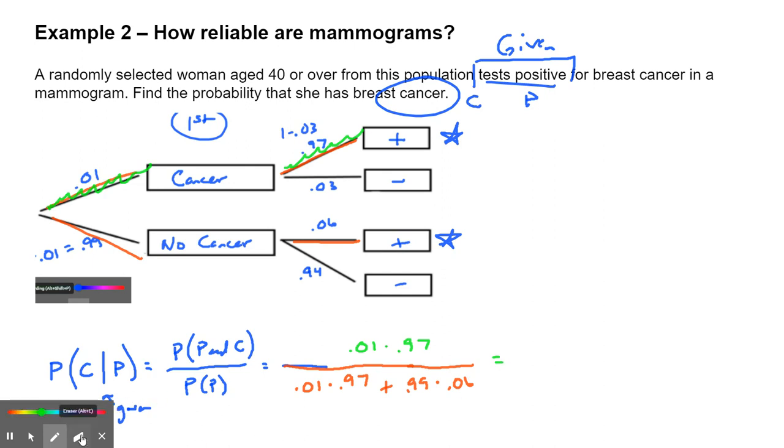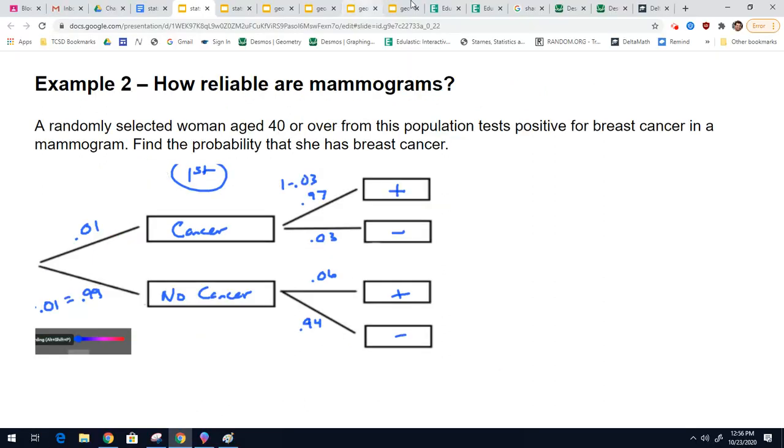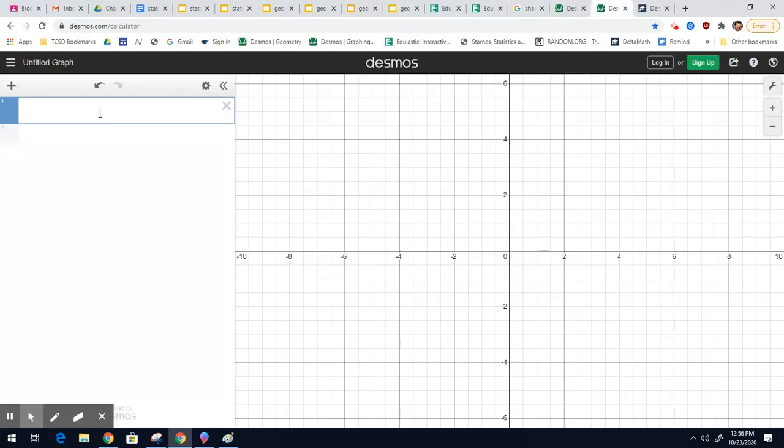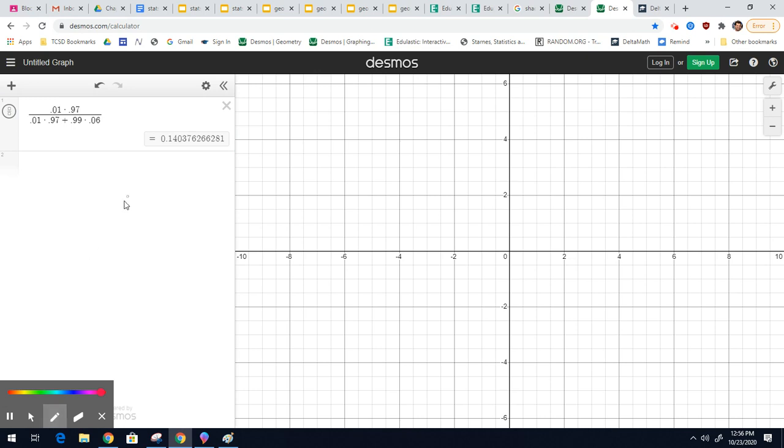Okay, let me get out of here. Let's go to the Desmos Graphing Calculator. Let's clear that. I'm going to put the fraction bar in first using the fraction key. Okay, so the top is 0.01 times 0.97. And the bottom is going to be 0.01 times 0.97 plus 0.99 times 0.06. And there we go. And I'll round to 2 decimals because it makes it look nicer. So what is the probability that someone has cancer given they tested positive? 0.14, and that would be roughly 14%.